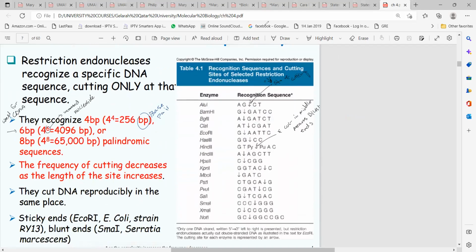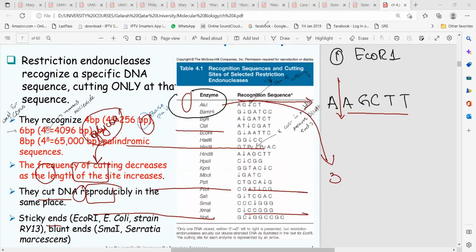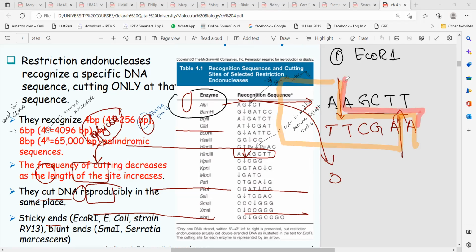What I told you about HindIII is AAGCTT. So where is it? Yes, this is HindIII. AAGCTT means it will cut here. The opposite strand will be TTCGAA, so the cut will come from here. It will divide into 2 fragments: one is this fragment, the other is this fragment. Clear?